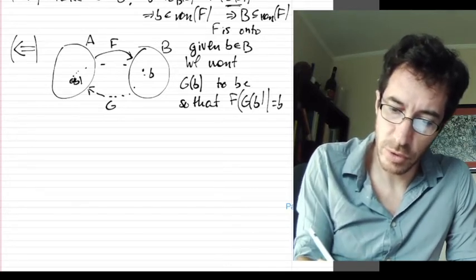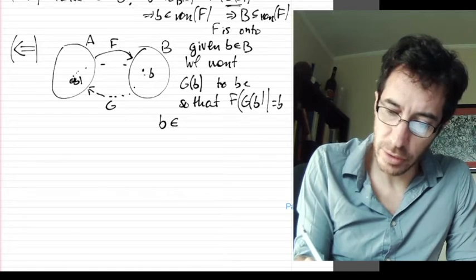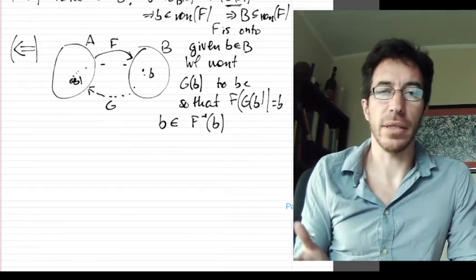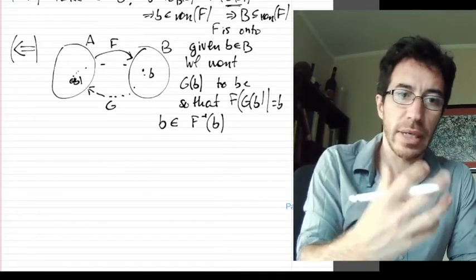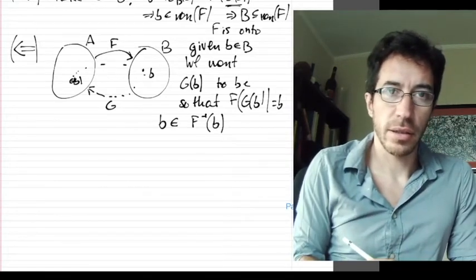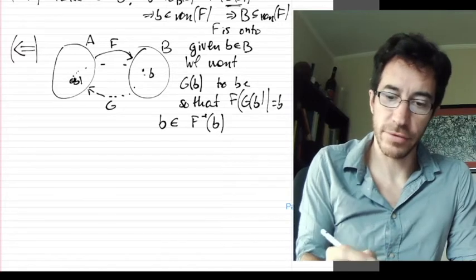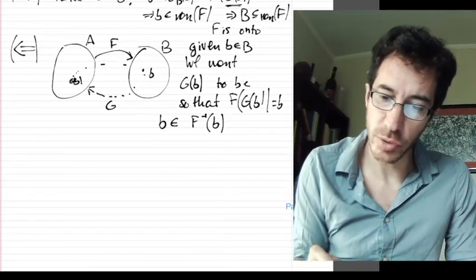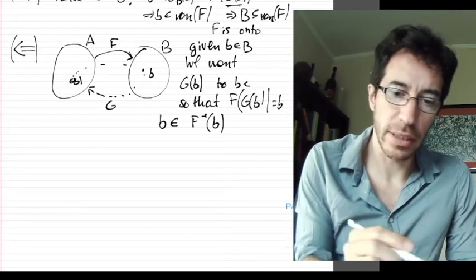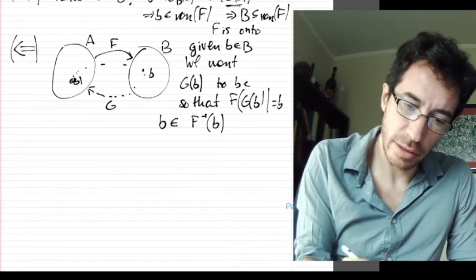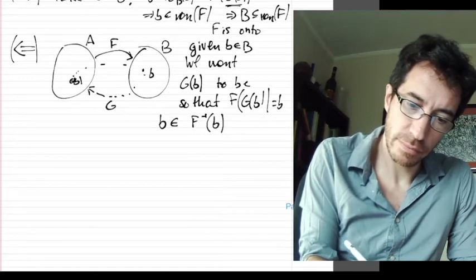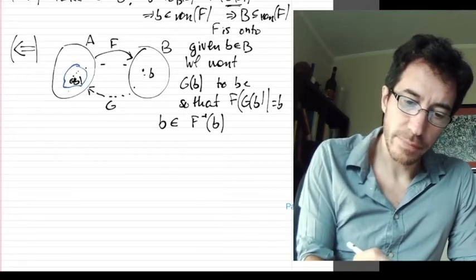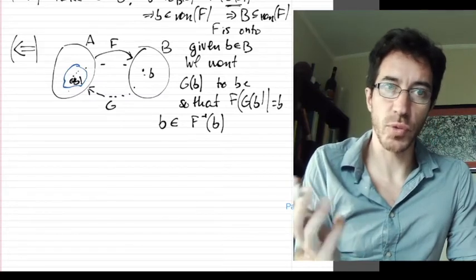So in other words, we want G of B to belong to the preimage of B, something that when you go through F, you get there. We are assuming that F is onto, so there's always something that goes to B, but there could be a bunch of things that go to B. We just have to choose one, right?